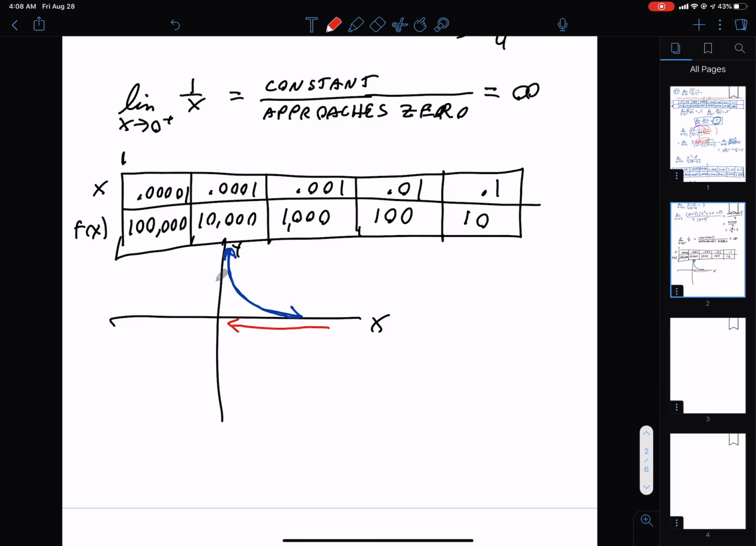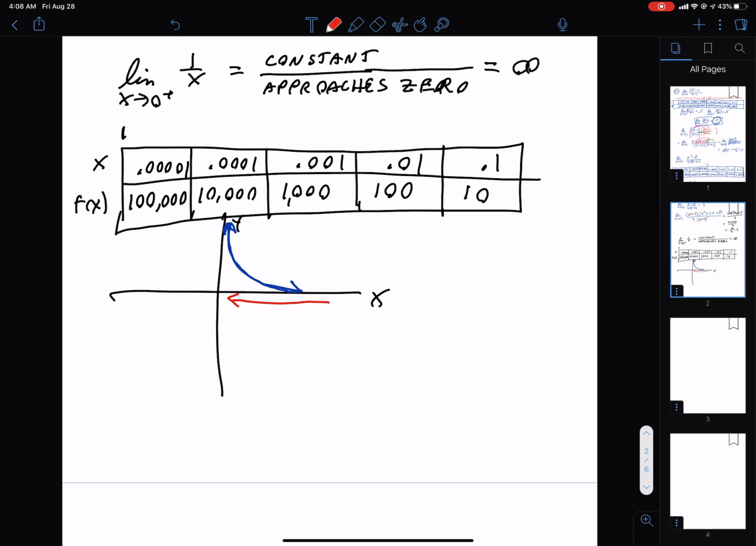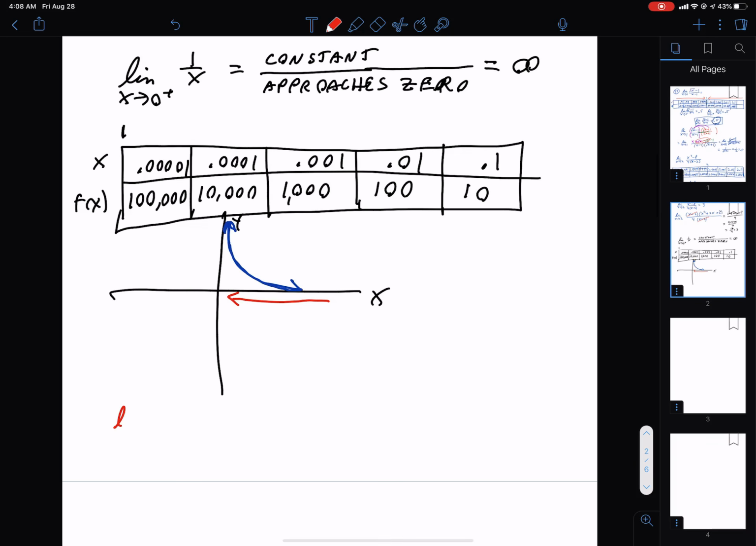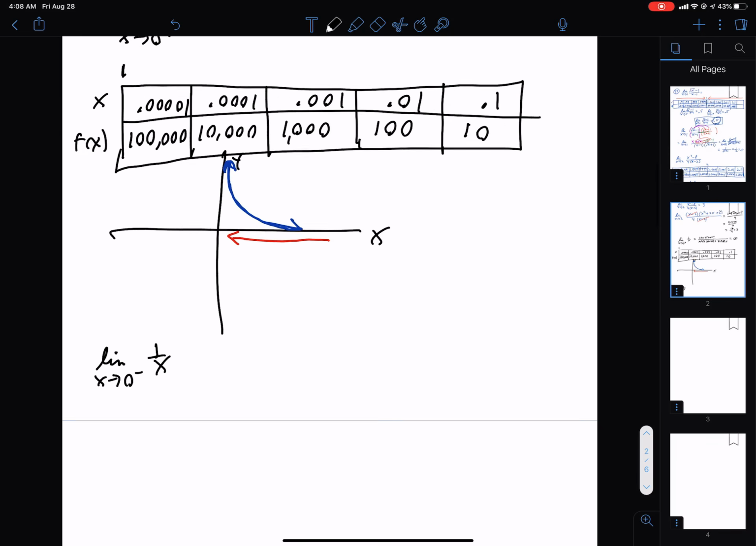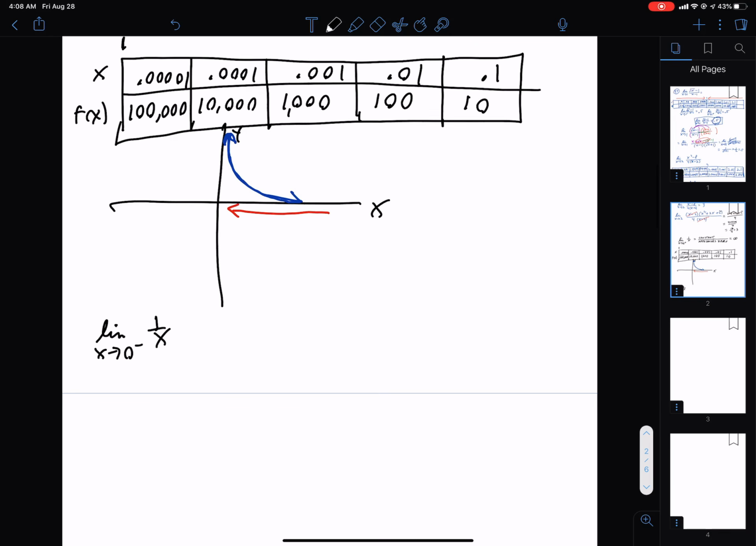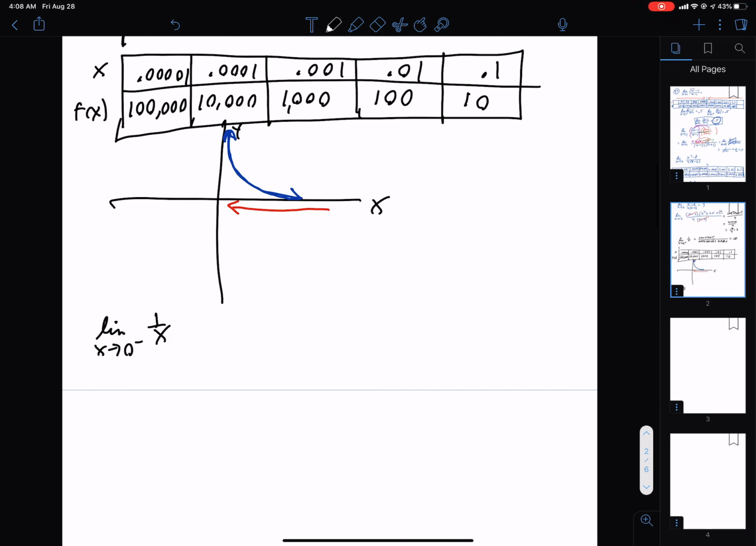Okay? Now I want you guys to try this. I want black. The limit as x approaches 0 from the left of 1 over x. So try to make a table. See what happens. Go ahead and pause, and then come back.